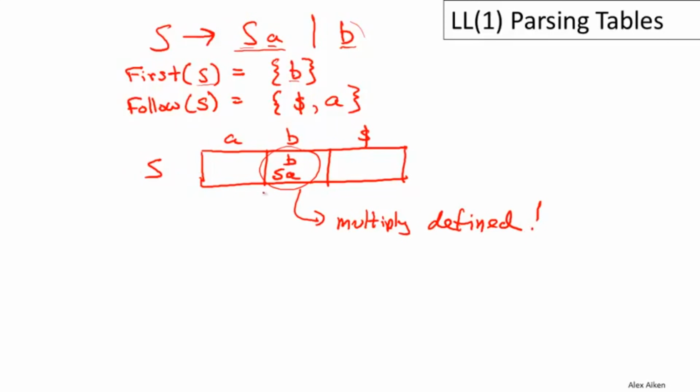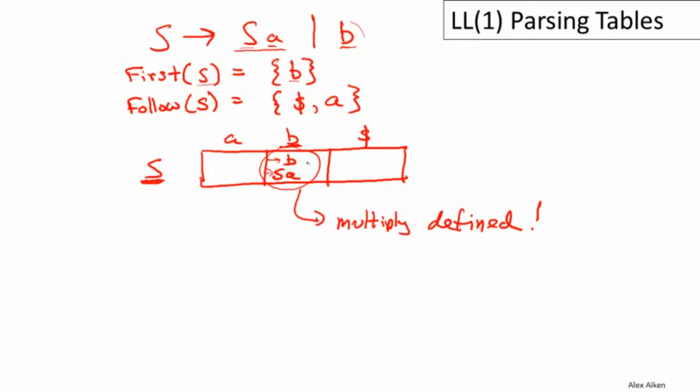Okay. And what does that mean? Well, that means if we have an S that we want to expand, if S is our leftmost non-terminal at the top of the stack, and B is our next input symbol, this table doesn't tell us exactly what move to make. It's not deterministic. It says there are 2 possible moves that we can make.